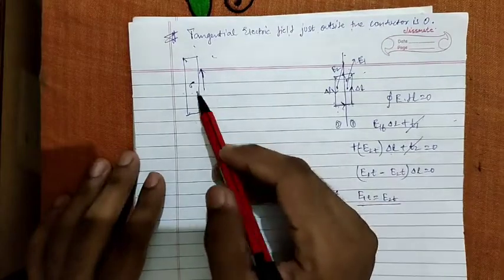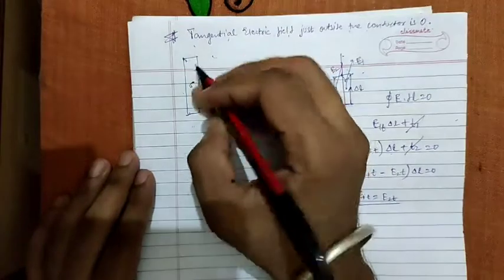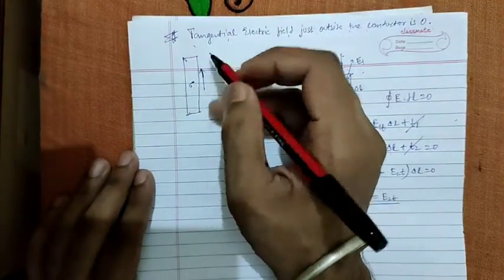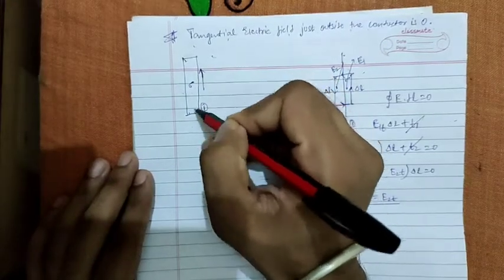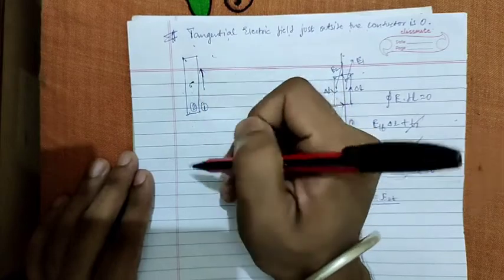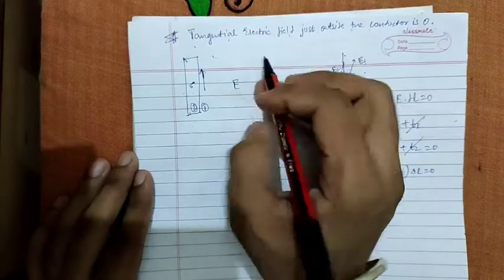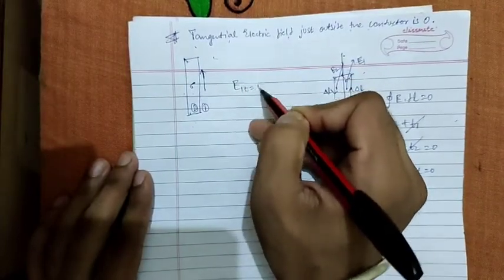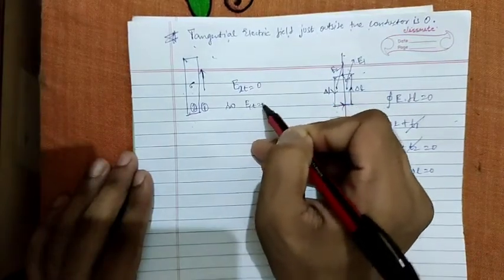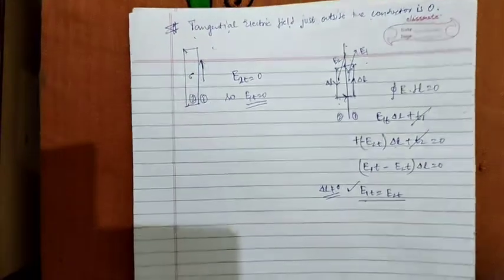Now coming back to our question, which says that the tangential electric field just outside the conductor is 0. We know that every field component inside the conductor is 0. Let's say this is side one and this is side two. If the tangential component of the electric field inside the conductor is 0, then this component must be 0, which proves that E1t is equal to E2t is equal to 0. So E1t must be equal to 0 by this boundary condition.